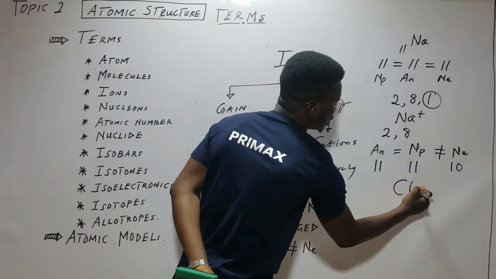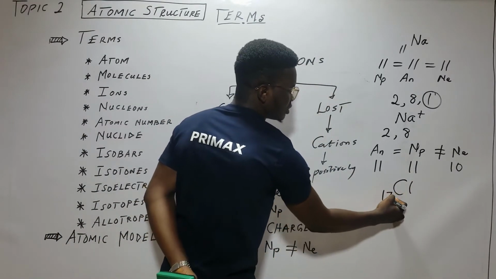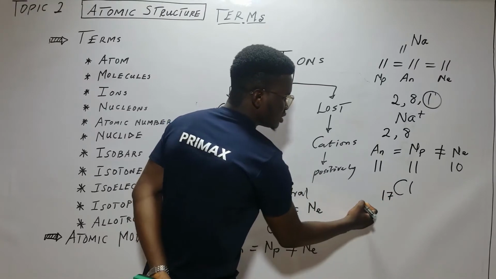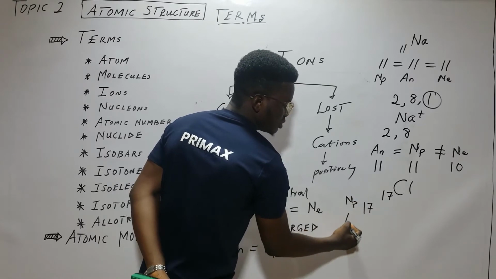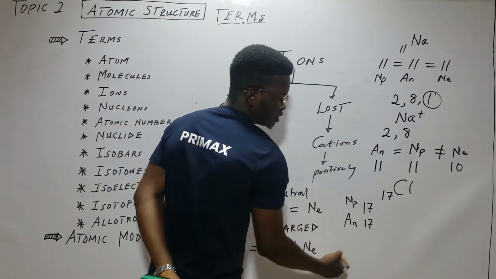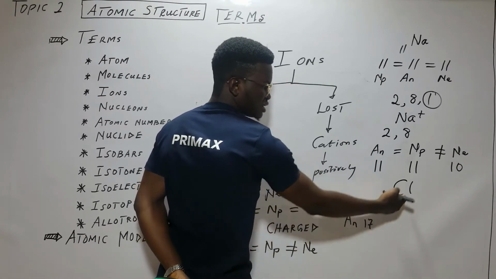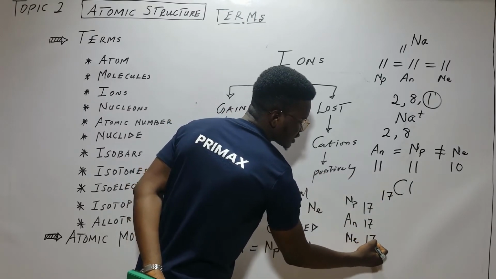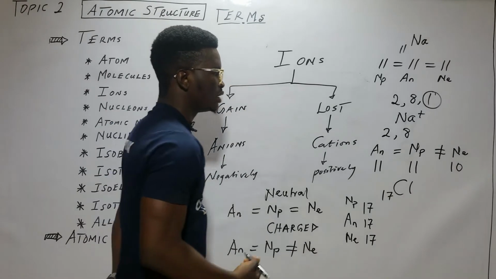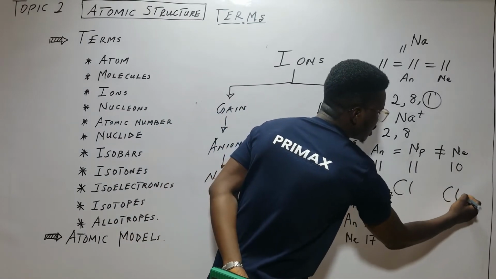If I have chlorine, this chlorine atom has atomic number of 17. That means the number of protons is 17. The atomic number is 17. But what is the number of electrons? Since it is neutral, that means the number of electrons is also 17. Do you understand that? Now, let's look at chlorine ion.